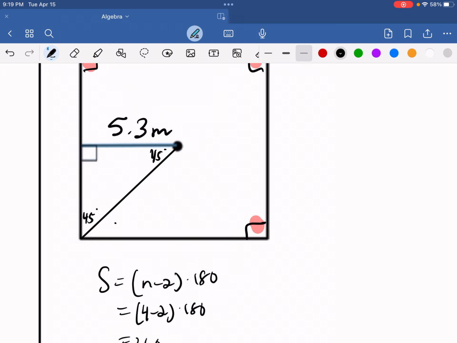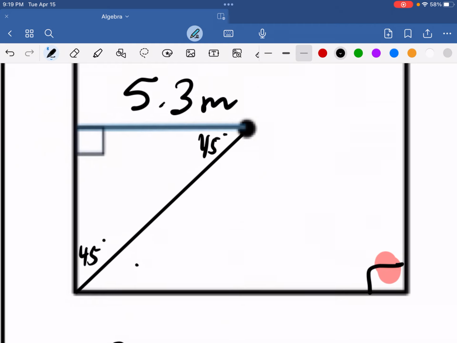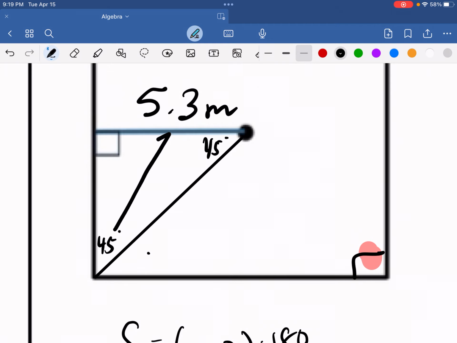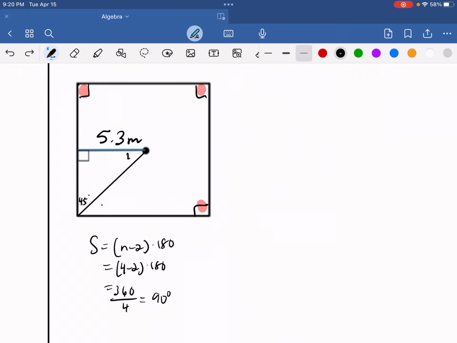To be honest, if you did use special triangles, you should figure out very quickly that this 45 goes to 5.3 and this 45 goes to this side. If they're both 45, it means they're both the same size. So actually it's 5.3 and you're done. And that's realizing special triangles. If you don't realize that they're the same, then you can do your SOHCAHTOA.